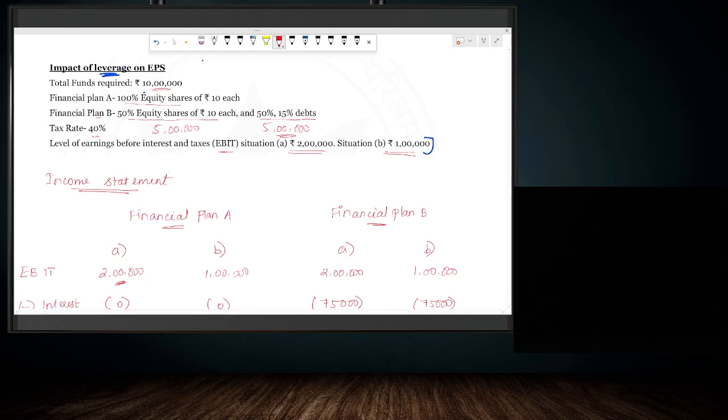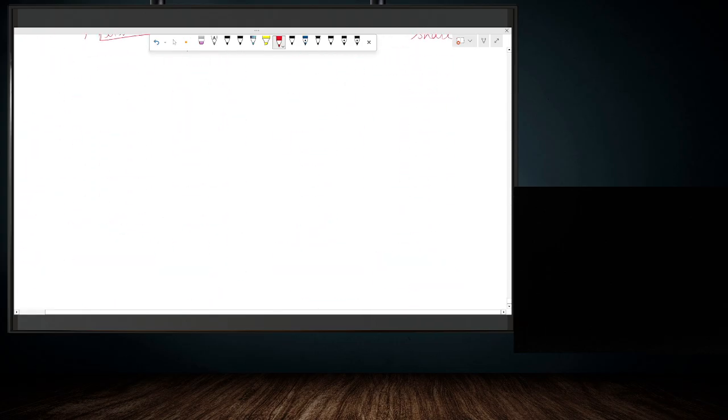Because the company raised additional capital of 10 lakh. What are they going to do with this 10 lakh? The company will invest this money in the business, right? So return on asset is equal to EBIT divided by asset. What is the EBIT of the company? It is 2 lakh and the asset of the company is 10 lakh. So what is the return on asset the company generated? It is 20%.